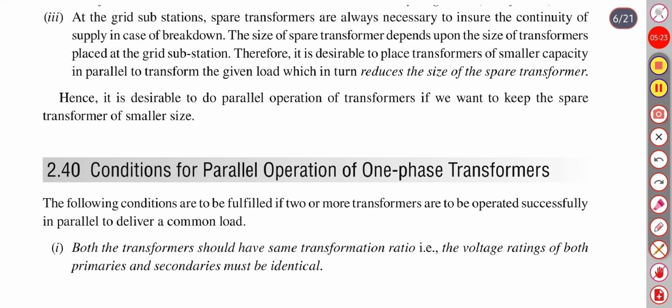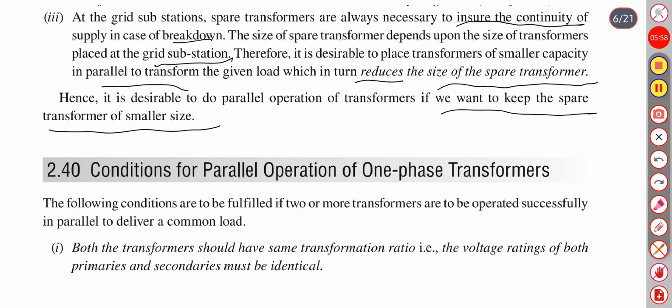In all grid substations, spare transformers are always necessary to ensure continuity of the supply in case of breakdown. The size of the spare transformer depends upon the size of the transformer placed in the grid substation. Therefore, it is desirable to place transformers of smaller capacity in parallel to transform the given load, which in turn reduces the size of the spare transformer. Hence, it is desirable to do parallel operation of transformers if we want to keep the spare transformer of smaller size.